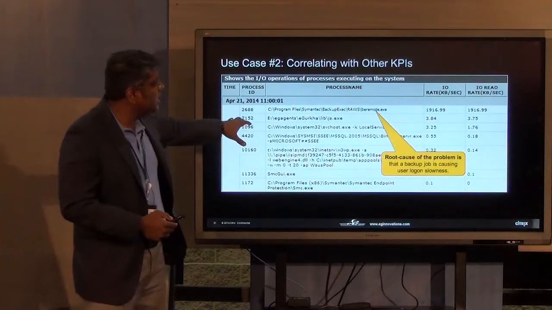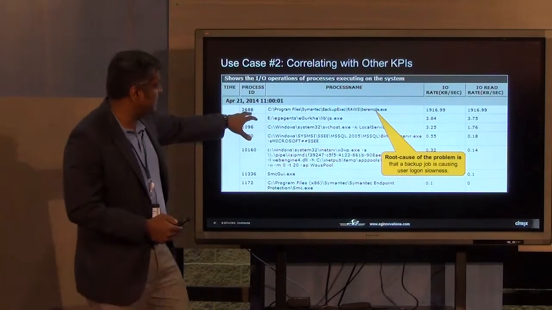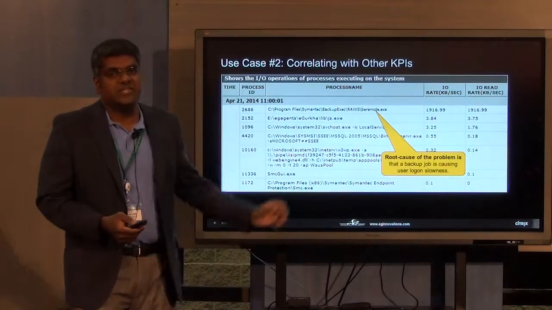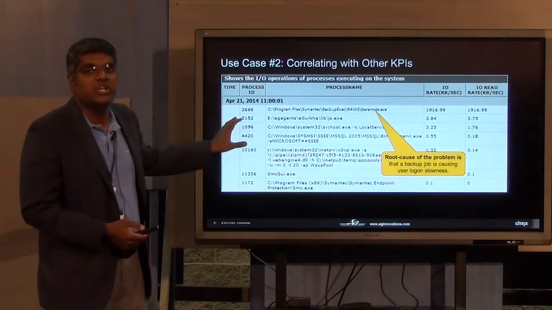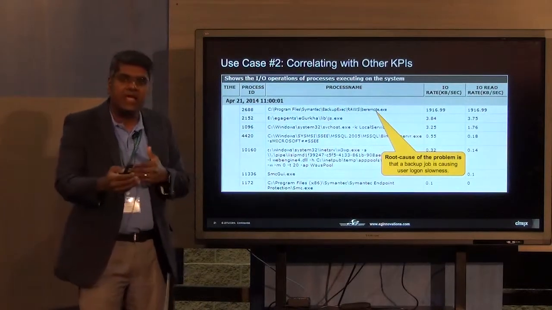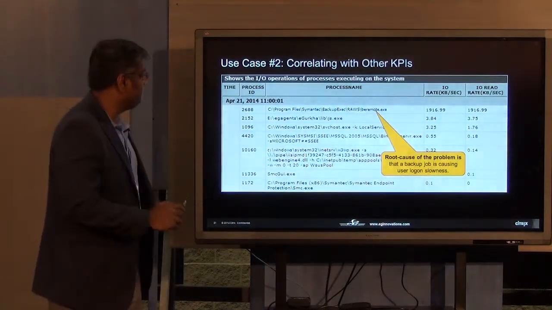So within the correlation, we were able to drill down even in the I/O piece, and we were actually seeing that there is a backup EXE running that is potentially causing the problem. So this is essentially breaking down the profile slowdown into where the potential problem is.